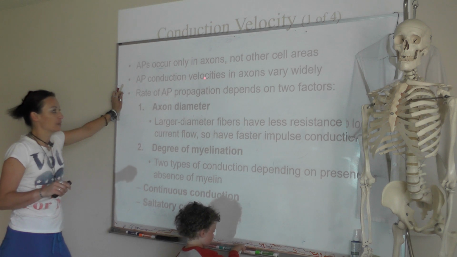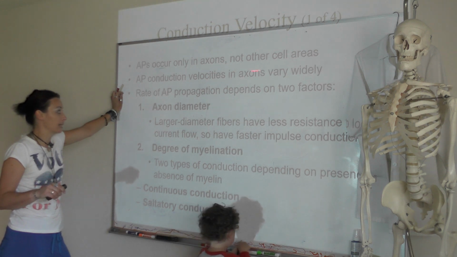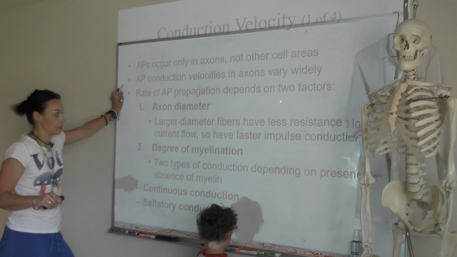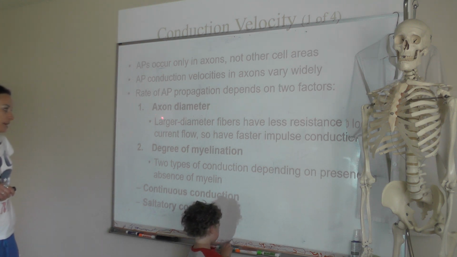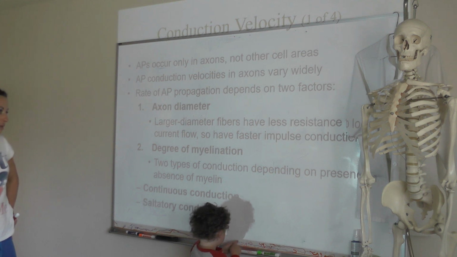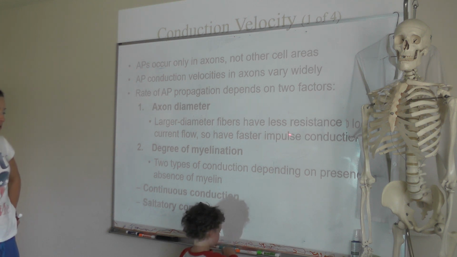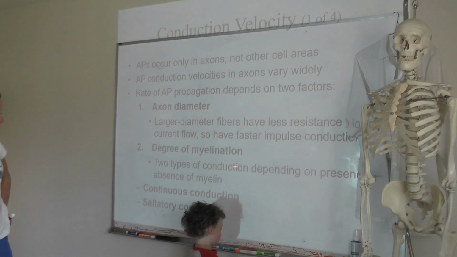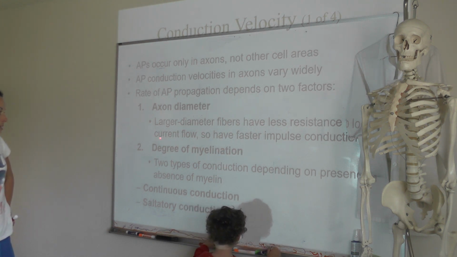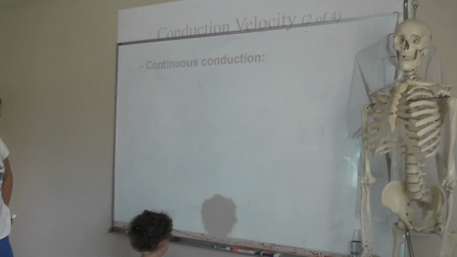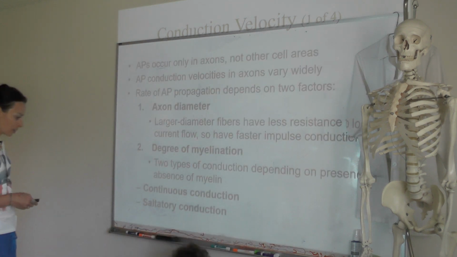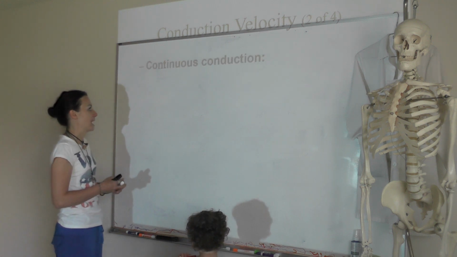Action potential conduction velocities in axons vary pretty widely. The rate of propagation depends on two things: how big around the axon is, because the larger the diameter, the less resistance to current flow, so you have faster impulse conduction. And then this is what I care about, the degree of myelination. Two types of conduction can happen depending on the presence of myelin. If you're not myelinated, you undergo what's called continuous conduction. If you're myelinated, we have saltatory conduction, which is super fast.